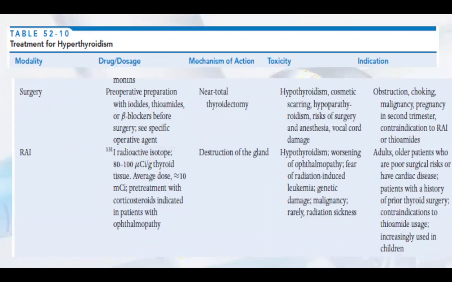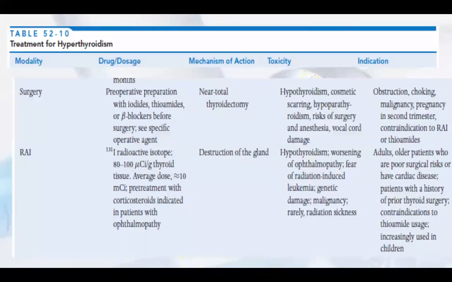Preoperative preparations with iodides, thiamides, or beta blockers before surgery. So there can be specific operative agents. There can be near total thyroidectomy. You can read this one when I send you this in your lectures. Then radioactive iodine.